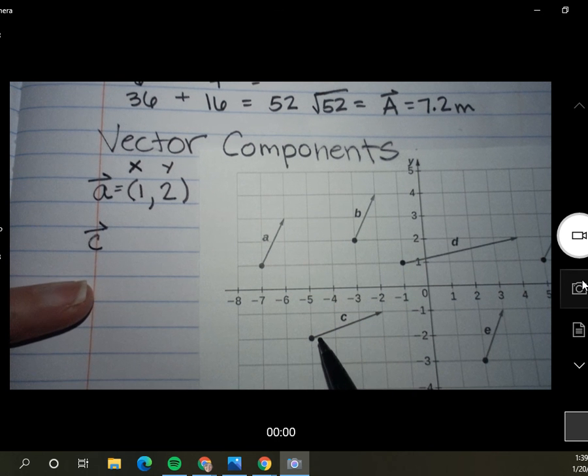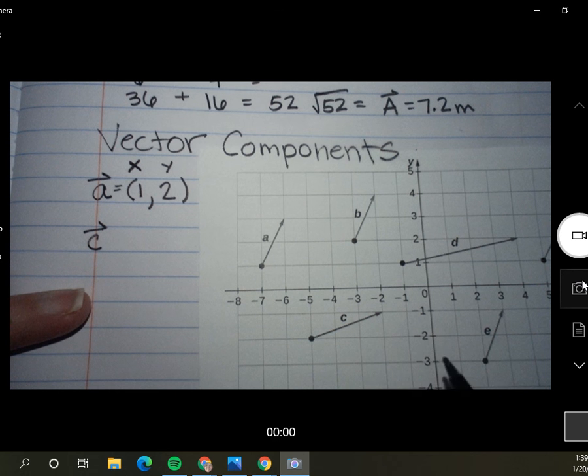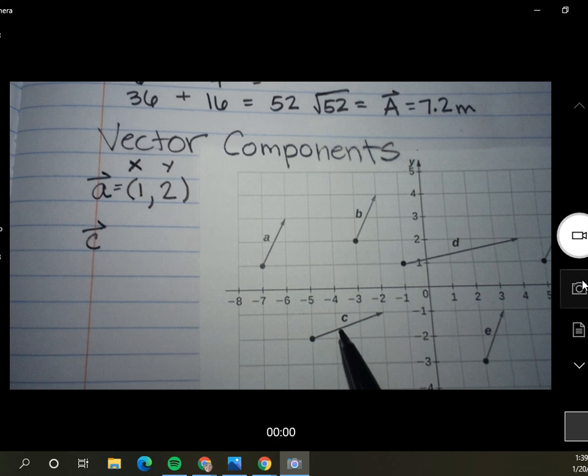What is the C sub x? What is the horizontal length of C? Wait, remember, he is all the way back there.